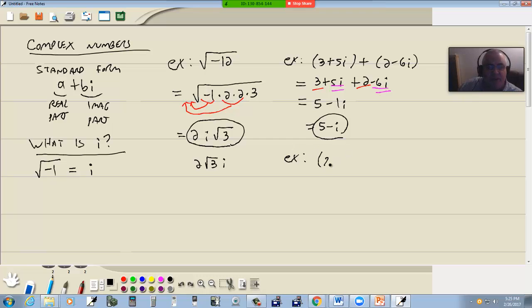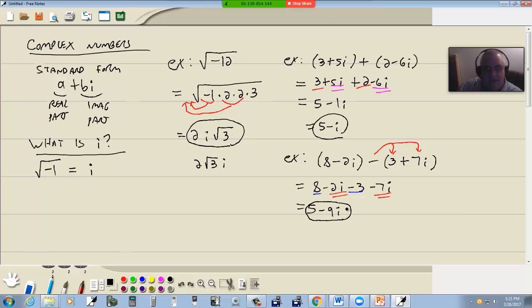We have subtraction: 8 minus 2i minus 3 plus 7i. Here the 8 minus 2i parentheses doesn't do anything. Remember, if you have a negative in front of your parentheses, this flips the sign of everything inside. So positive 3 becomes a -3. The positive 7i becomes a -7i. Then we want to combine numbers. 8 minus 3 is 5. And combine i's. We've got -2i and -7i. That gives us -9i.